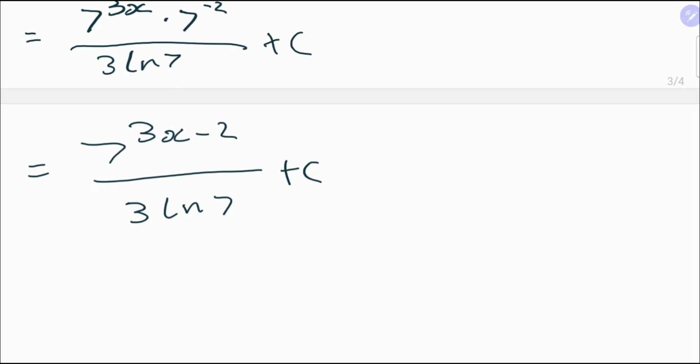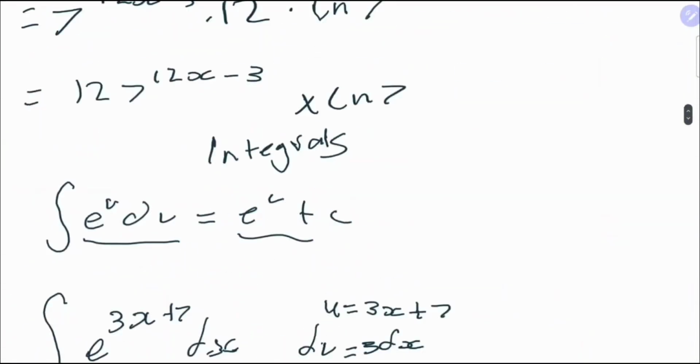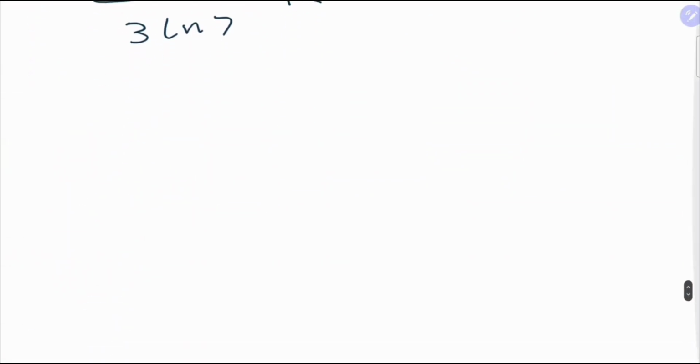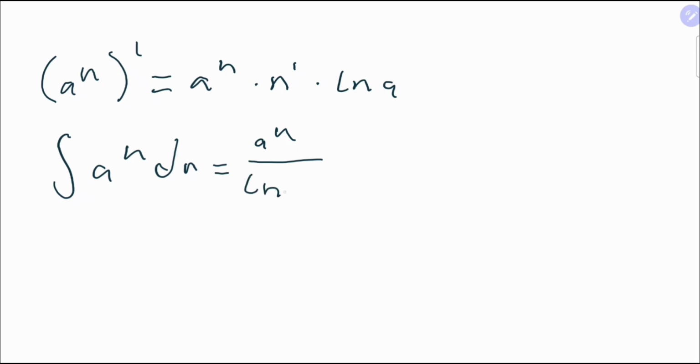Okay, so that is our video for today. The main ideas that I'd like you to remember is the rule of the derivative of a to the n. It's going to equal a to the n times the derivative of n times the natural log of a. And the integral of a to the n is going to equal a to the n over the natural log of a.